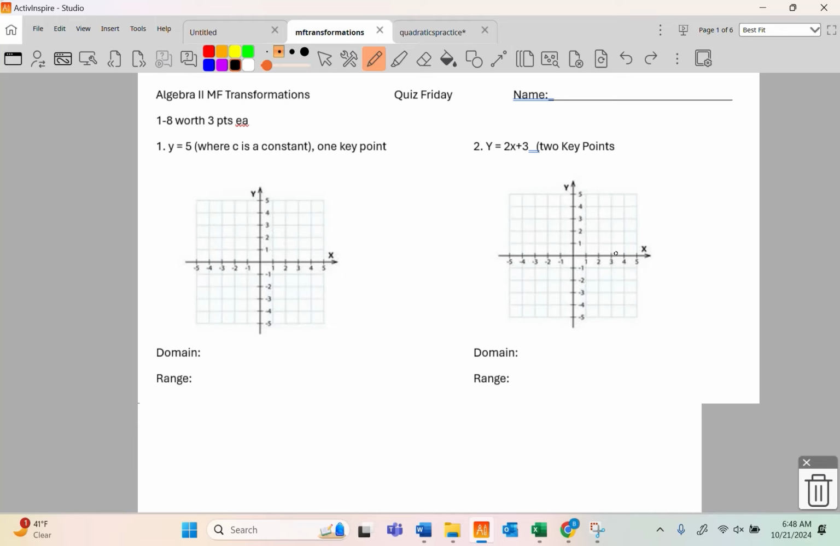So this is the Algebra 2 mother function transformations. You are supposed to graph the mom function. Actually, you know what? Let's not even worry about that. Just graph this thing, okay?